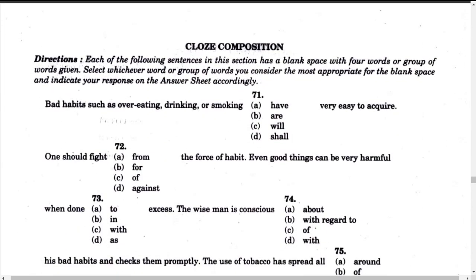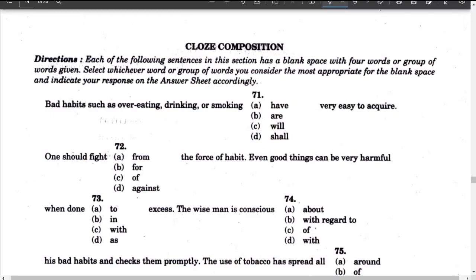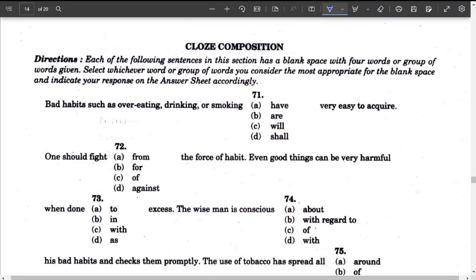Close comparison. Let us check this. In this section, you will come across a paragraph. So in the paragraph, there will be blanks given. And in each blank, you will come across four options. Let us check with the meanings.